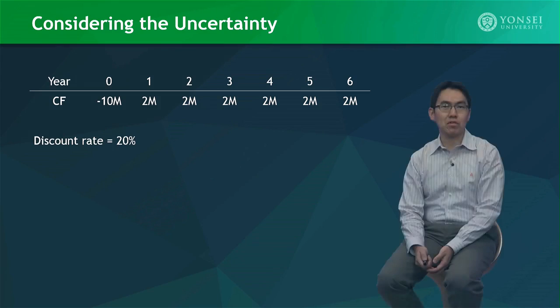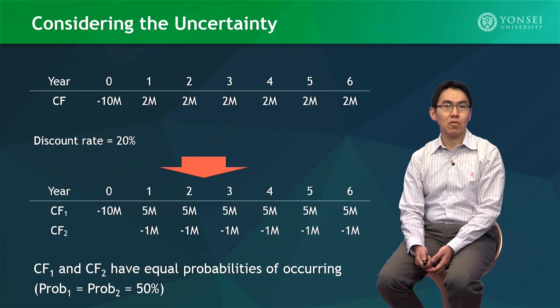But what if there was some uncertainty about future annual cash flows from year 1 to year 6? What if there is actually 50% chance that annual cash flow will be $5 million per year, and another 50% chance that the annual cash flow will be negative $1 million? Perhaps the original annual cash flow estimate of $2 million was just reflecting the expectation regarding the uncertainty, as the average of 5 and negative 1 is 2.